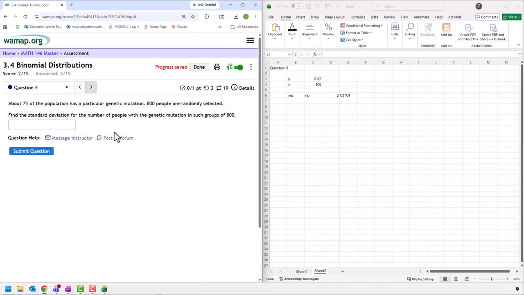Similar question, about 7% of the population has a particular genetic mutation. 800 people are randomly selected. Find the standard deviation of the number of people with a genetic mutation in such groups of 800. So another question here, question 4. Probability of success, 7%. Sample size of 800. Now we're looking for the standard deviation, and so we need Q for that. So I'll do 1 minus P to find Q. And then our standard deviation, sigma, is the square root of NPQ.